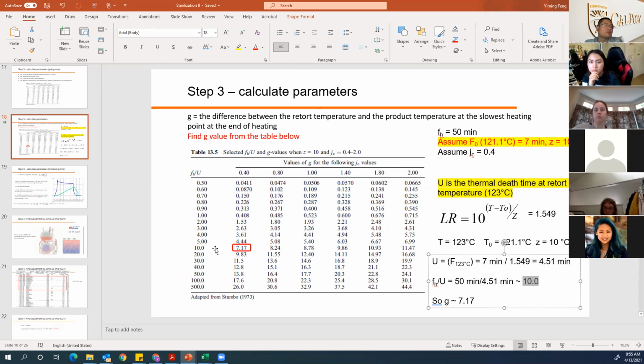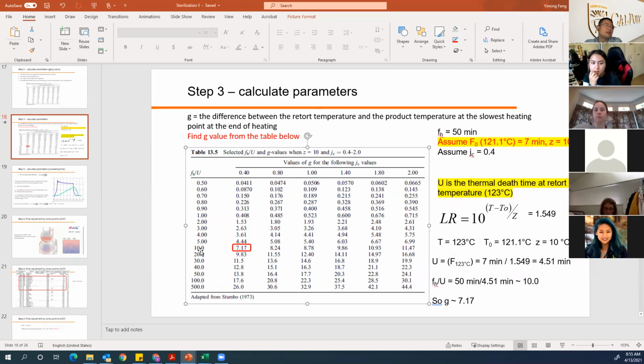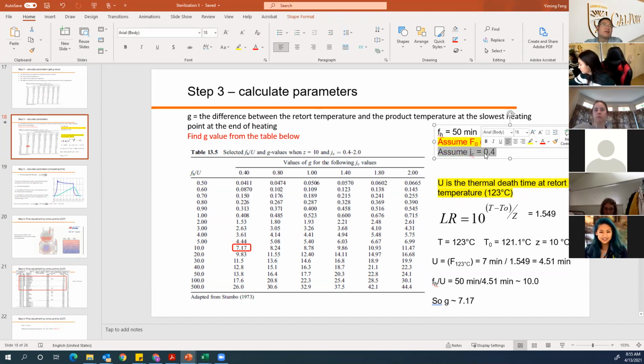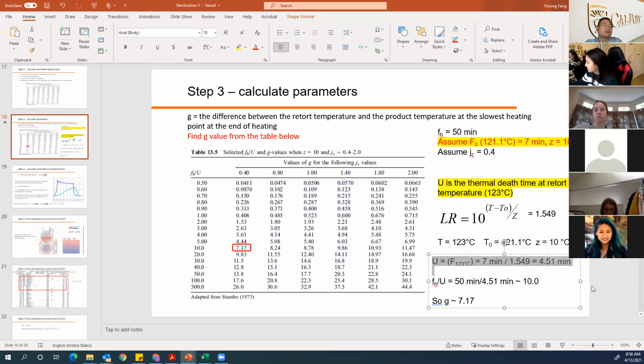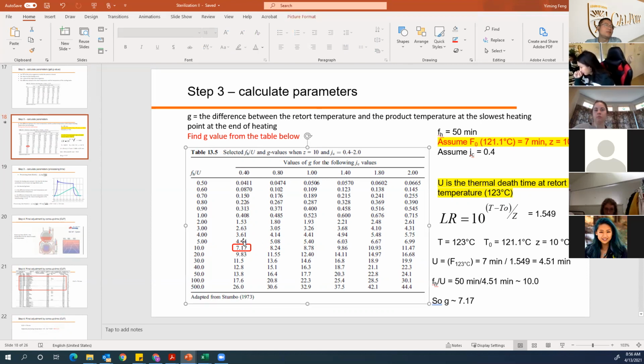If we go back to our table, first we locate our F divided by U, 10.0. Then we use the cooling JC value, so basically we assign 0.4 here. So we can use 7.17. We can locate this number as our G value. This is basically a table for you to find the G value, but in order to find this value, we have to do some calculation here. So finally, we got our G value.